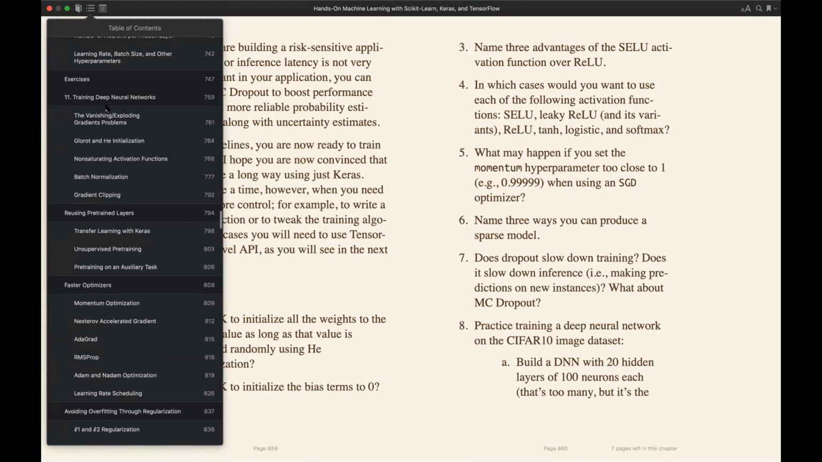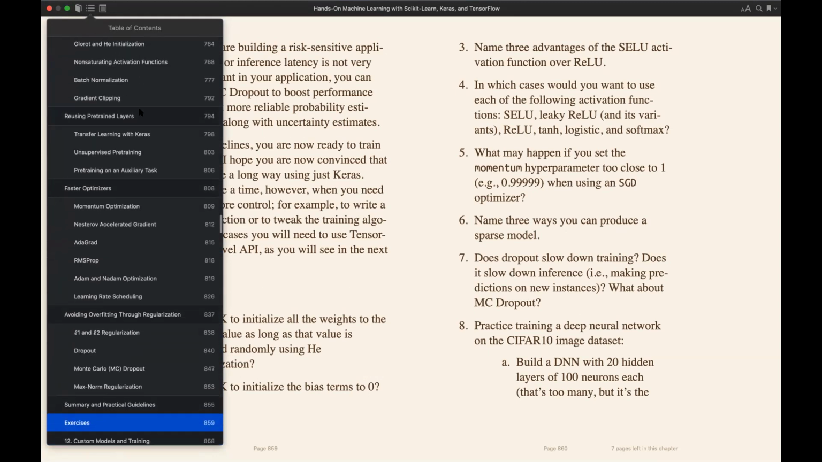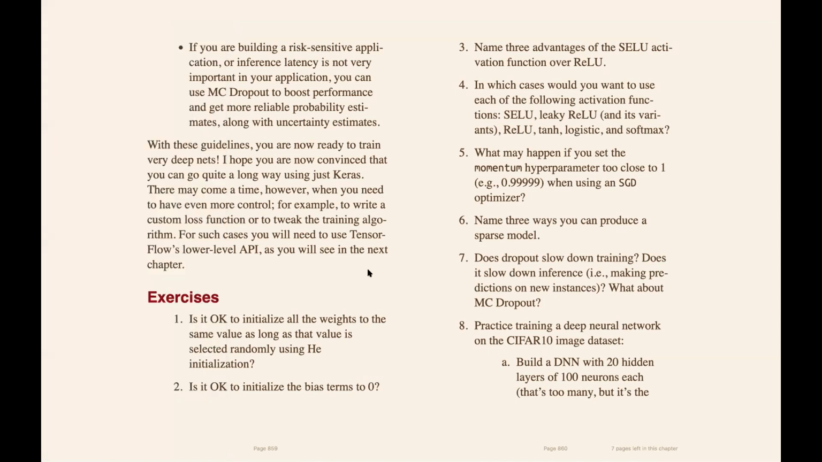Chapter 11, training deep neural networks. So maybe one of you needs to have the answers as well. The first question: is it okay to initialize all the weights to the same value as long as that value is selected randomly using He initialization? So what's the opinion? No, because we don't want all of them to learn the same thing. They would all finally end up with the same values if they start with the same weights. Correct.